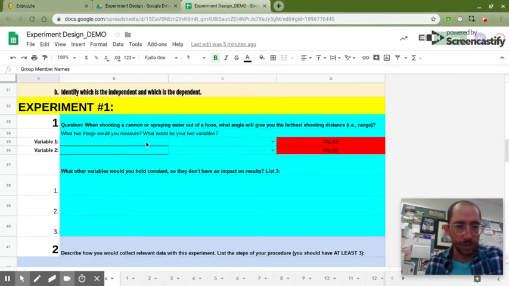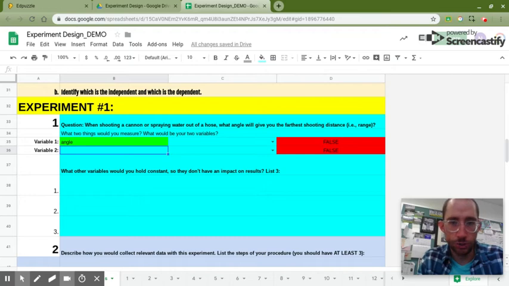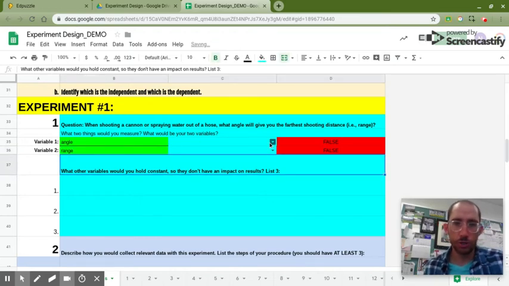I mean, how many times can I say it? So one of the variables is, of course, angle, right? And the other is distance. The more sciencey term for it is range in this context. So angle and range, and you are changing the angle and seeing how much range you get out of it.